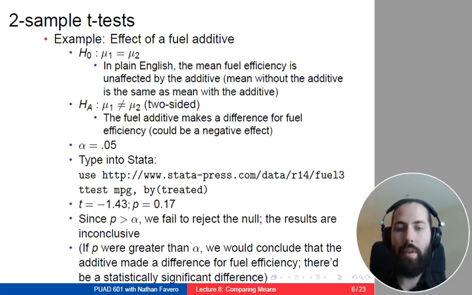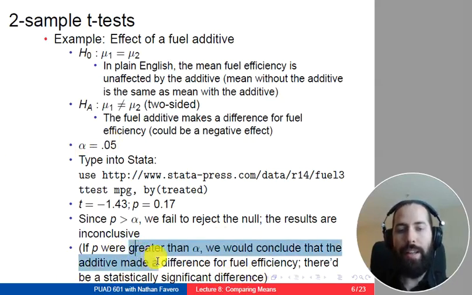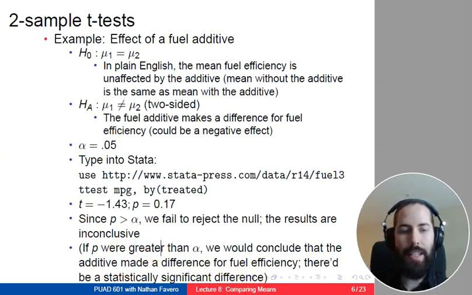If p had been smaller than alpha, I have a typo here, I'll change that in the slides I upload. If p were smaller than alpha, we would conclude that the additive made a difference for fuel efficiency, and there would be a statistically significant difference. So for example, if we'd gotten a p-value of 0.03, that would be less than alpha, and so this would be our conclusion. Again, this should read less than alpha, and I'll change that in the slides that I upload online. Okay.